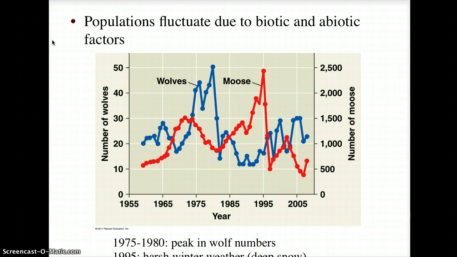Here we're going to review this particular graph. Remember, this could show up on your test, not this specific graph, but being able to read figures and so on from your book. Here we have the fluctuations between moose and wolf populations from 1955 to what looks to be 2008. And down here at the bottom where your screen is cut off, it says 1995, harsh winter weather, deep snow.